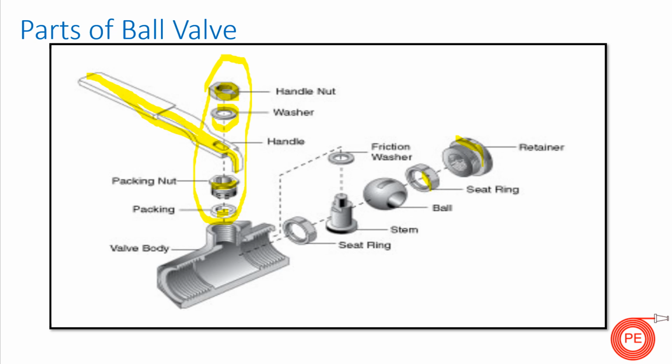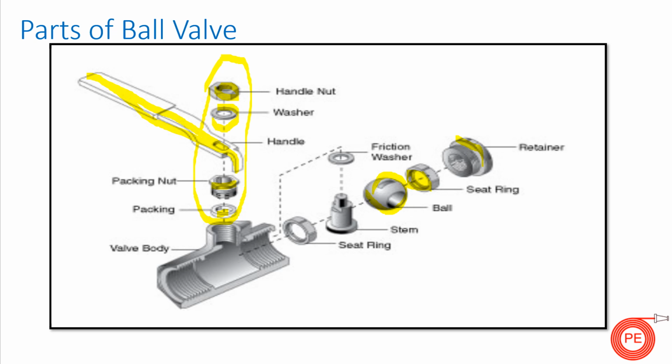This is a seat ring. The seat ring is used so that there is no leakage. If the seat ring is cut, our valve will have leakage, and there may be chances that our valve cannot throttle, or cannot seal for the purpose for which it is used. This is the main component.